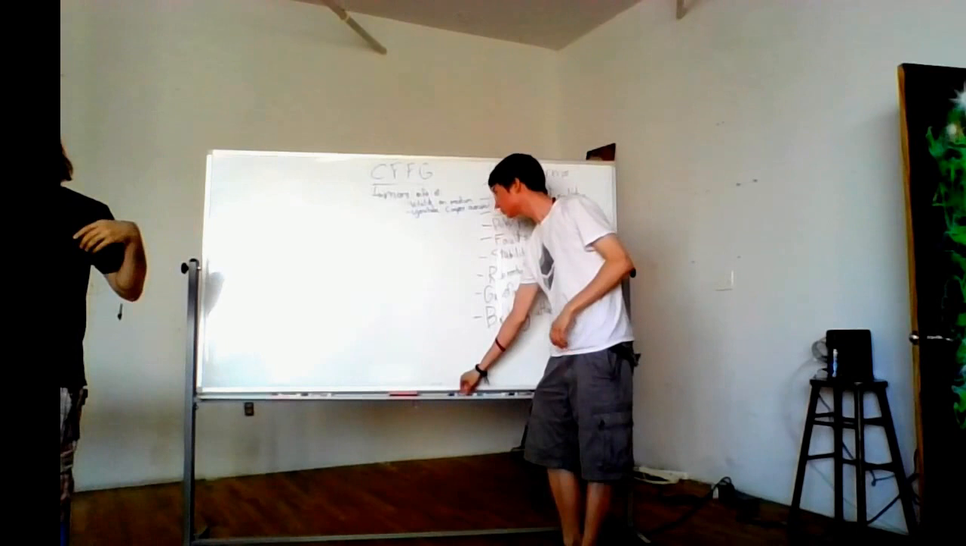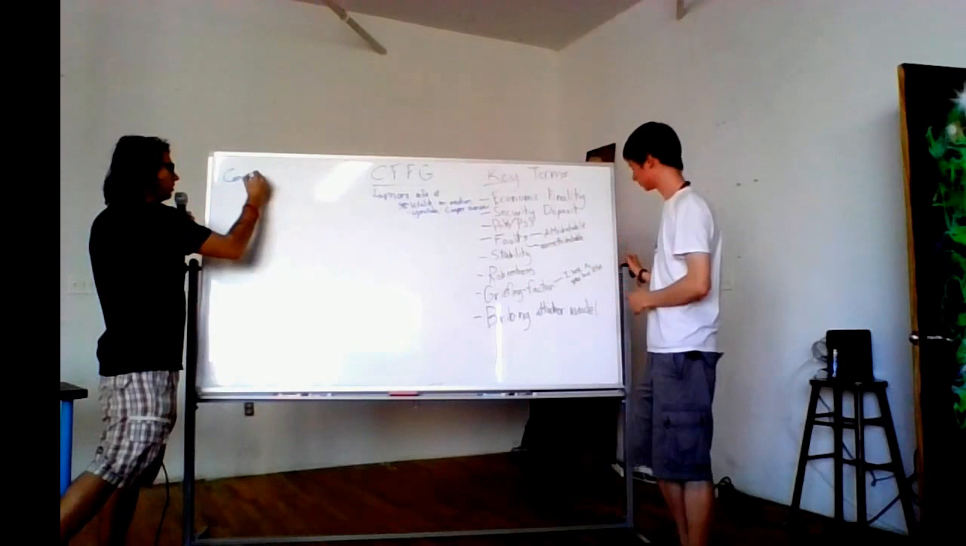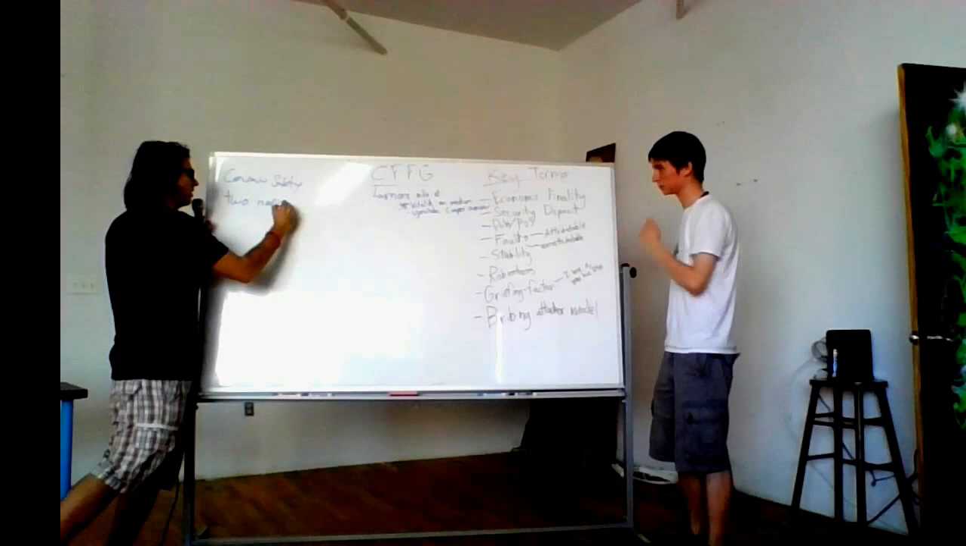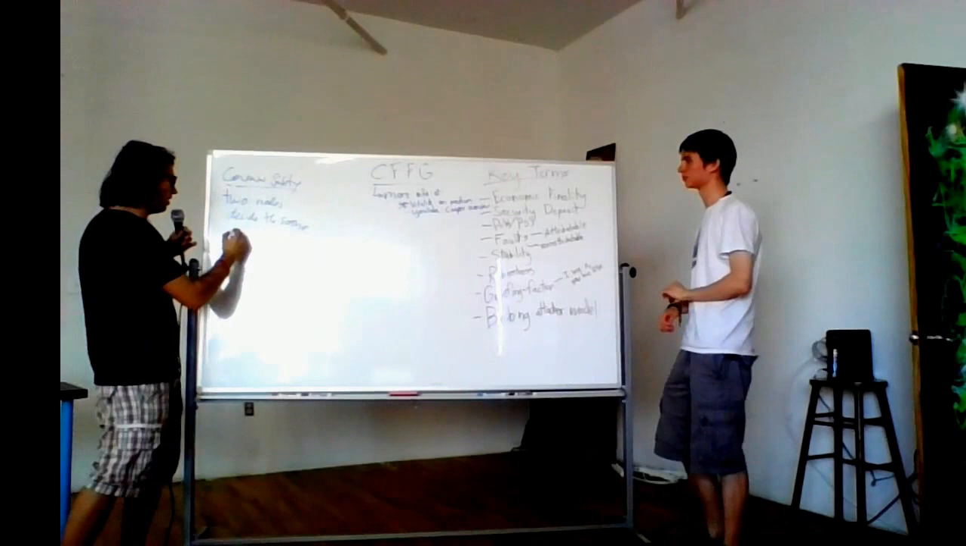So I'm going to write down some of these terms. We have consensus safety, which I'm going to write in really simple English: two nodes decide the same. This is not a very rigorous definition. So consensus safety says two nodes decide the same thing, and estimate safety is basically one node won't change its mind.